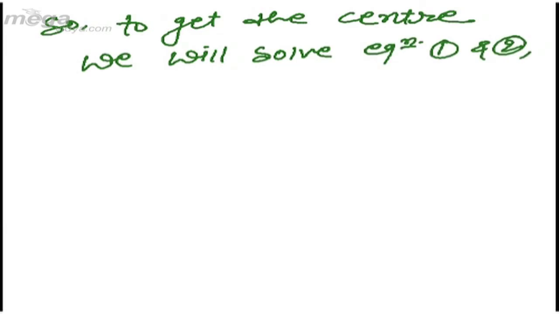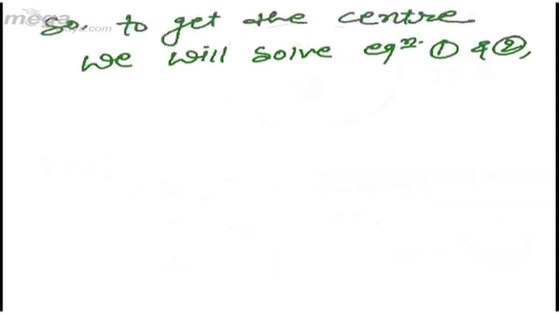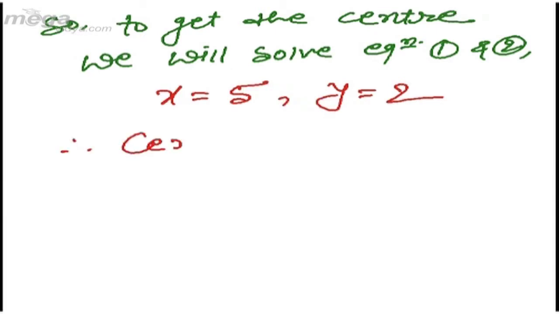Solving these two equations simultaneously, as you know how to solve a linear equation in two variables, you already did it in class 10th or 9th. So I am just writing here the solution: by solving these two we will get x is equal to 5 and y is equal to 2. Therefore, the center of the circle is (5, 2).